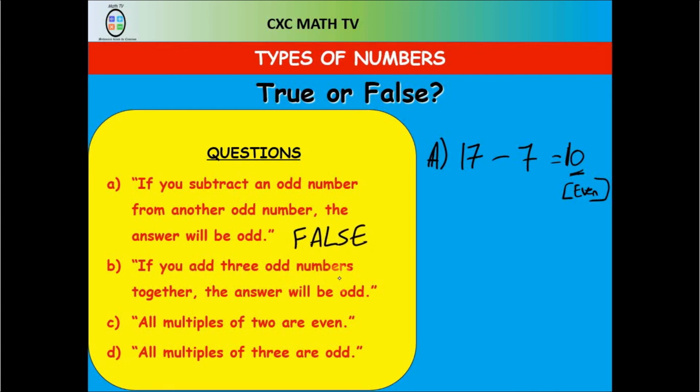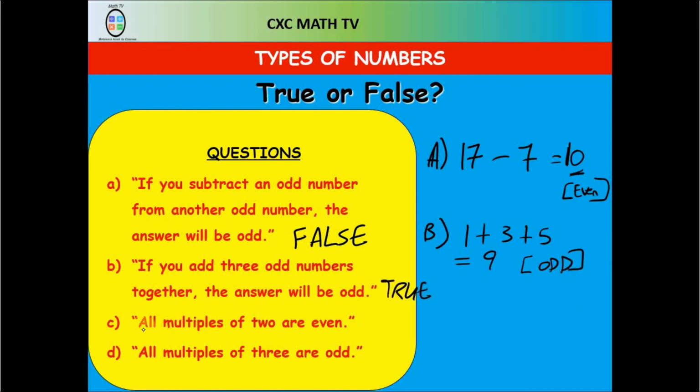If you add 3 odd numbers together, the answer will be odd. Let's check it out. I'm going to use the simplest odd numbers, 1, 3, and 5. If we add them, what would we get? 9. Is 9 odd? Absolutely. So guess what? This one is true.